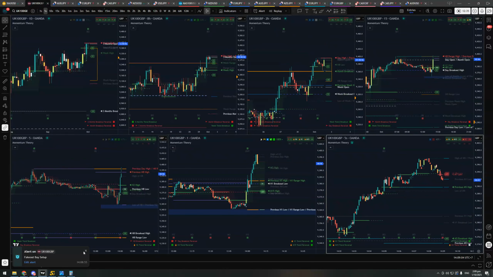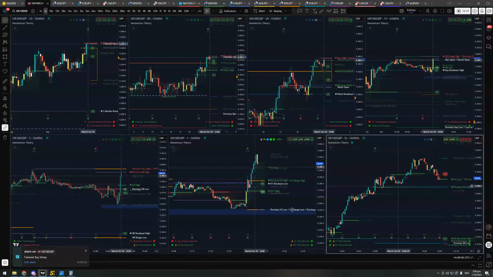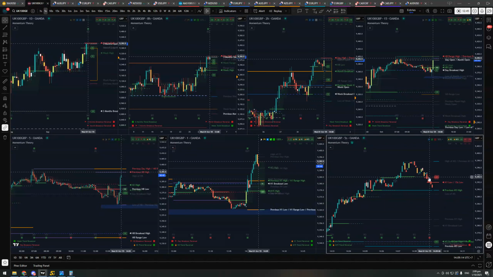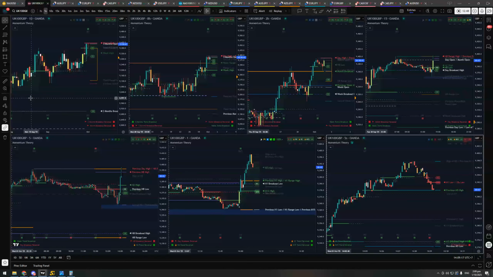Okay, just got the alert. UK100 fake out buy setup. Another one here is faked out the lows. We have an M1 breakout. M1 is the momentum time frame on this 5 second chart. So this lets me know that the M1 is pushing down. So now I can watch for that reversal.